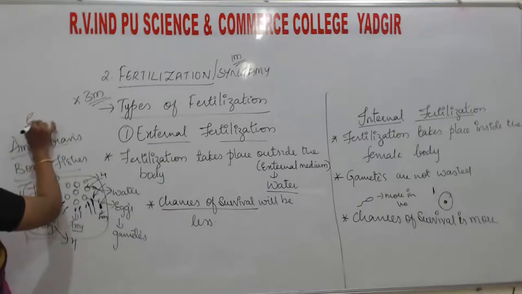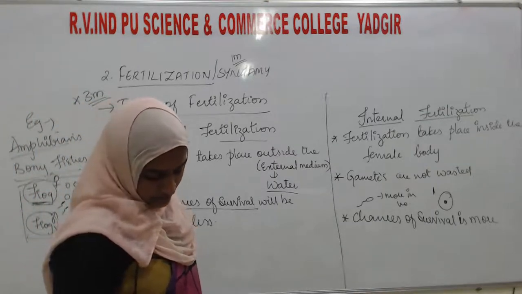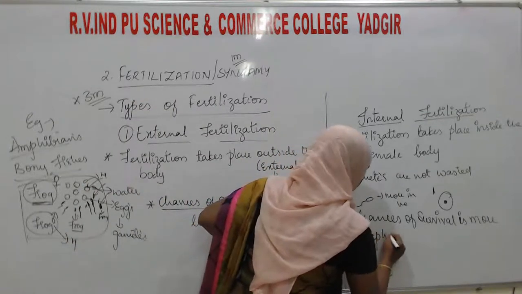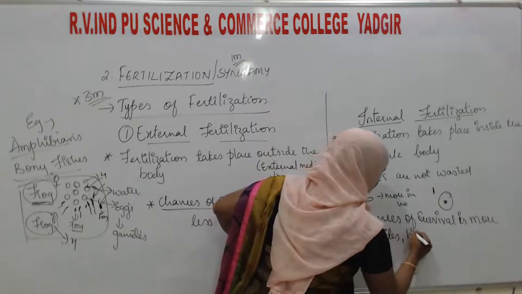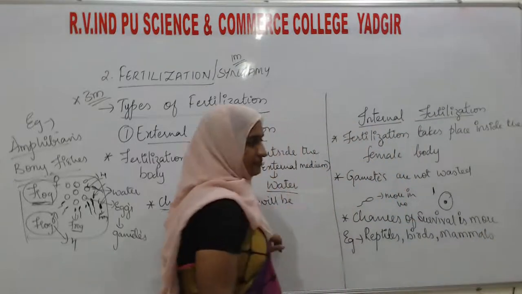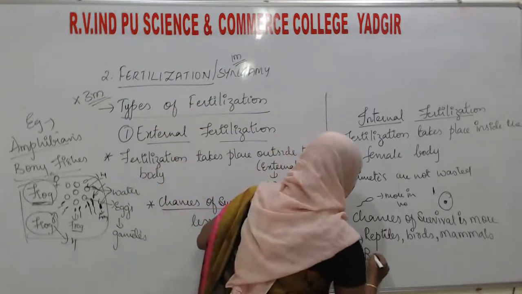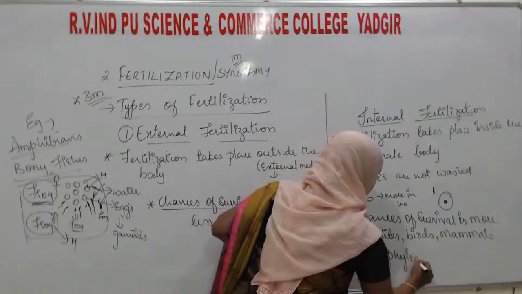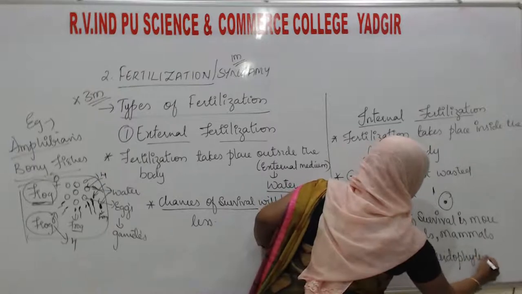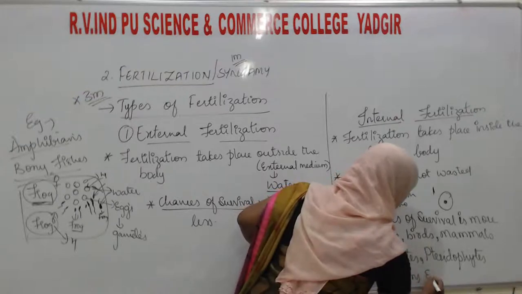Here I have written the examples of external fertilization and internal fertilization. What are the examples? Reptiles, birds, mammals. If you talk about the plants, it also includes bryophytes, pteridophytes, angiosperms and gymnosperms.